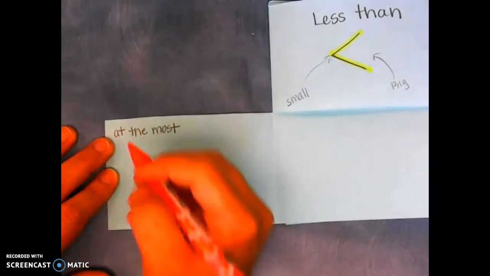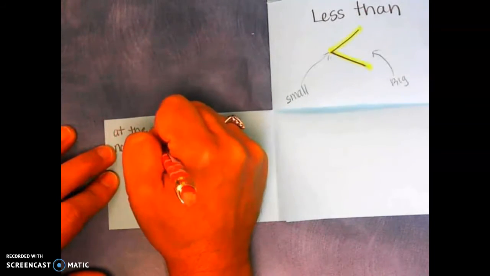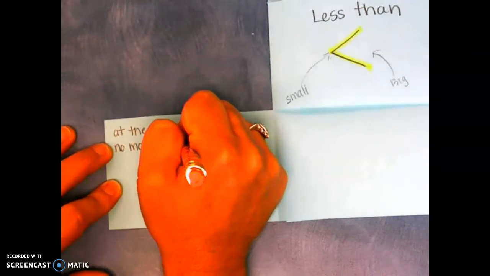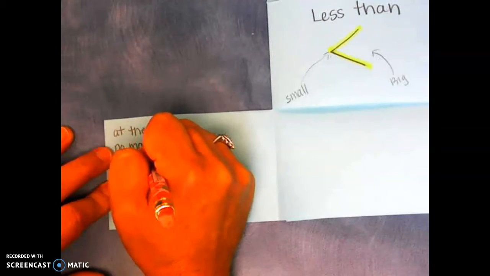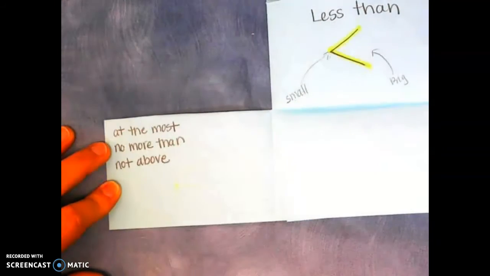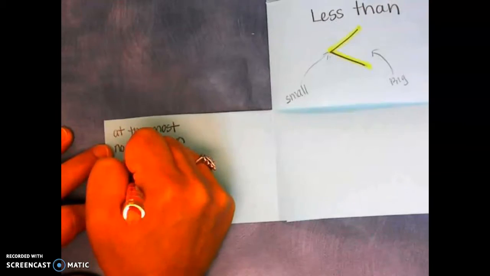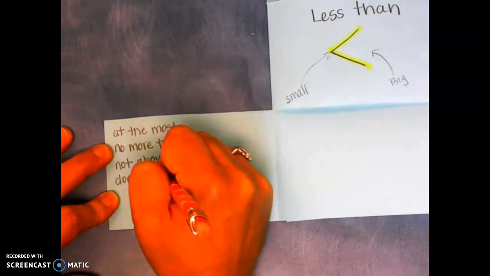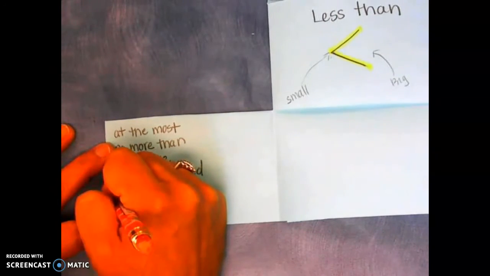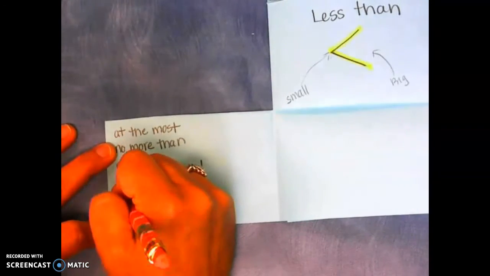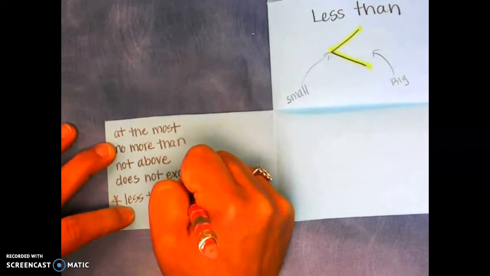So at the most, no more than. Not above. Do not go above 10 people, or we won't have the party. Not above. Does not exceed. And then my last one, which is always my favorite because it's the obvious one. It just actually says what it is. And that is less than or equal to.